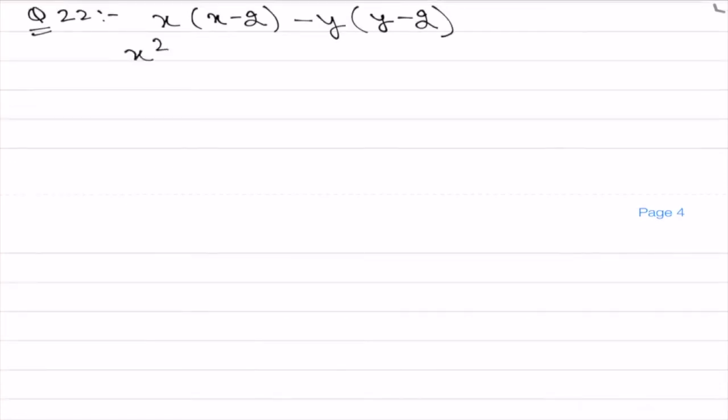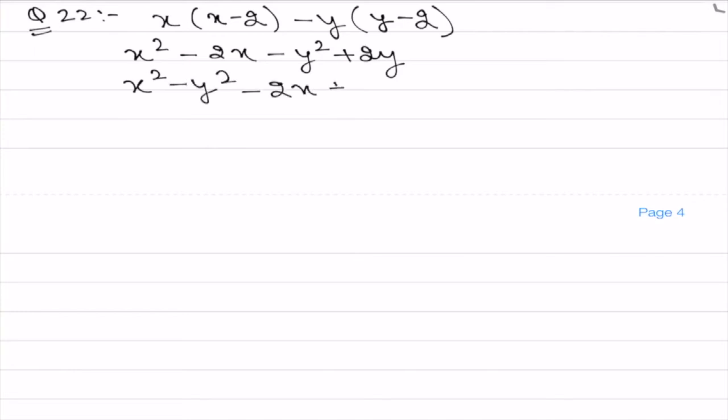One more question of similar type is question number 22. See here it is given x into x minus 2 minus y into y minus 2. What we will do here, we will open the brackets. So x square minus 2x minus y square plus 2y. Now here we have to rearrange the terms. What we'll do, I'll put x square first and the third term together, x square minus y square, and second and the last term together, that is minus 2x plus 2y.